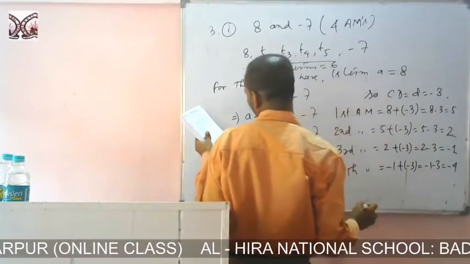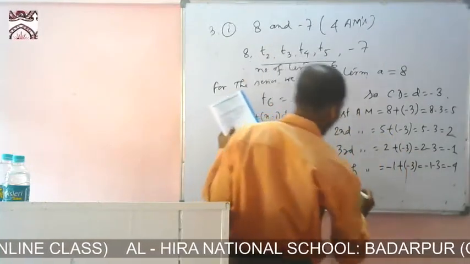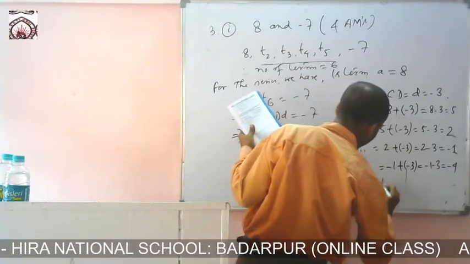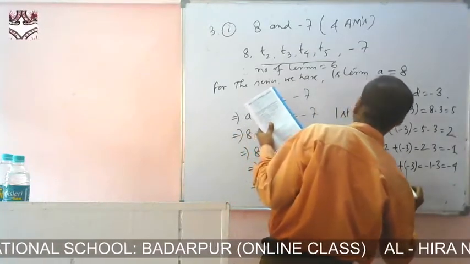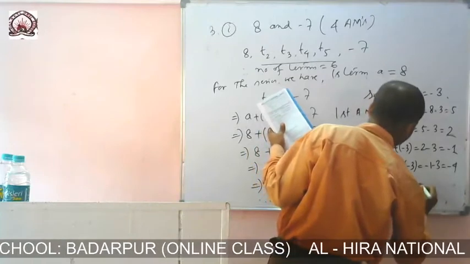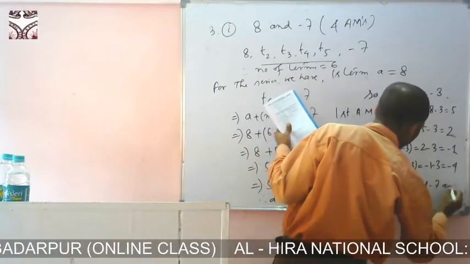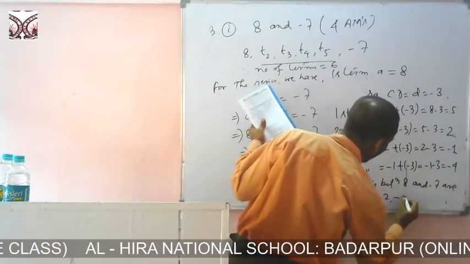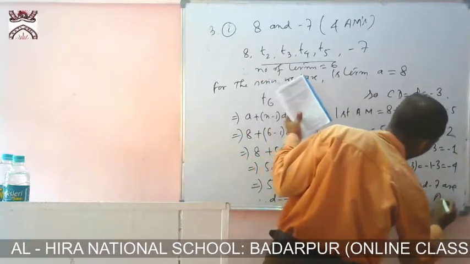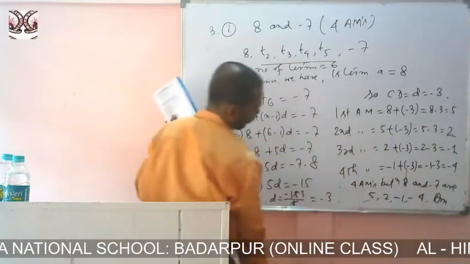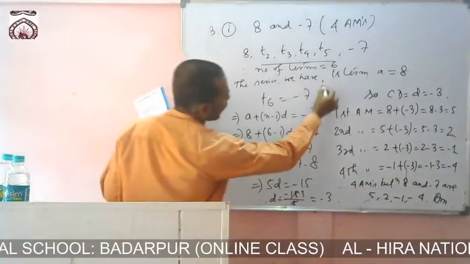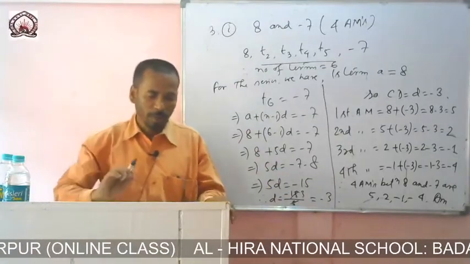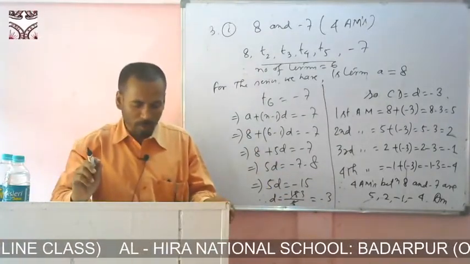Therefore the 4 AMs between 8 and minus 7 are 5, 2, minus 1, minus 4. This is the answer. So like this you may do number 3.